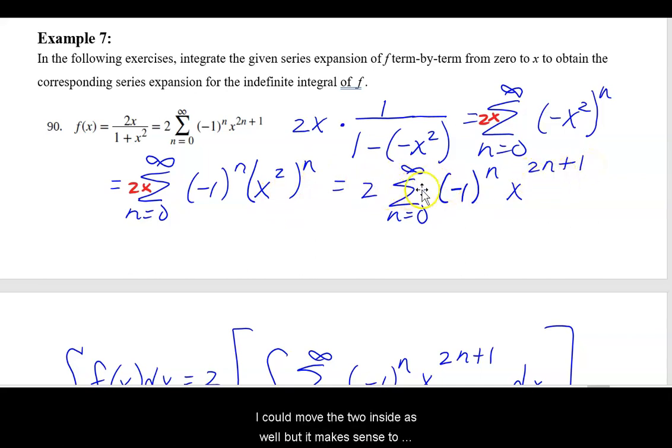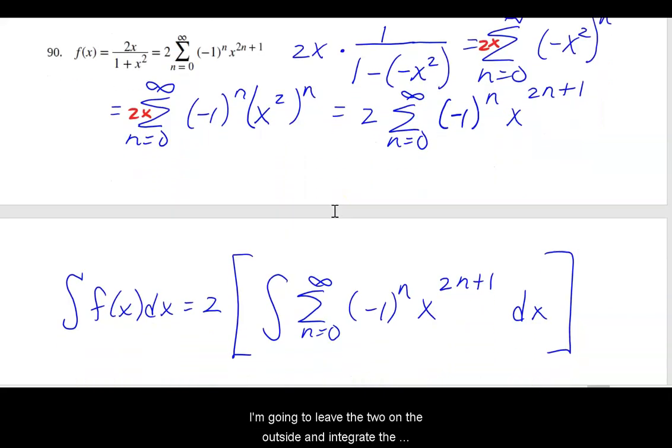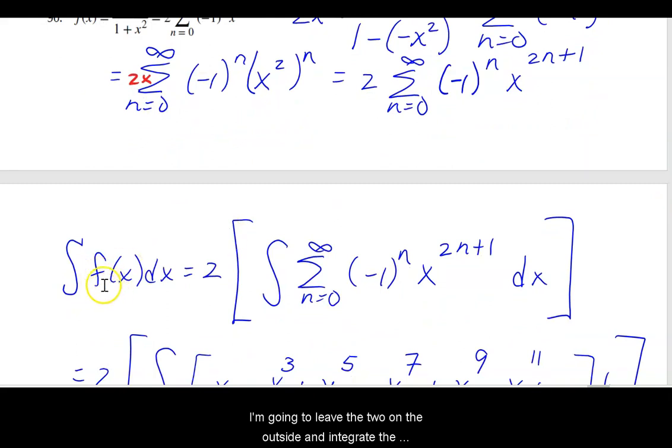I could move the 2 inside as well, but it makes sense to leave it on the outside since I want to integrate term by term. I know that if I have the integral of a constant times the integrand, it's the same as the constant times the resulting integral. I'm going to leave the 2 on the outside and integrate the function by integrating the power series representation for it.